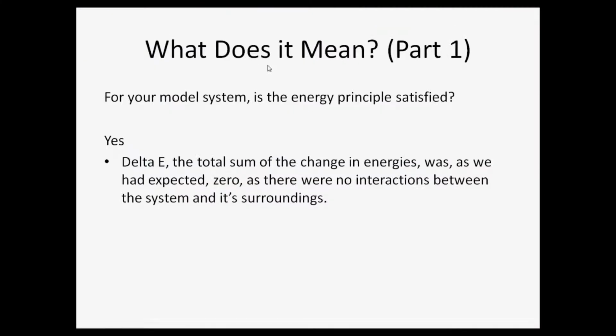What does it mean for my model system? Was the energy principle truly satisfied? Yes. As I had shown, delta E, the total sum of the change in energies represented by the yellow line, was, as we had expected, 0, as there were no interactions between the system and its surroundings.